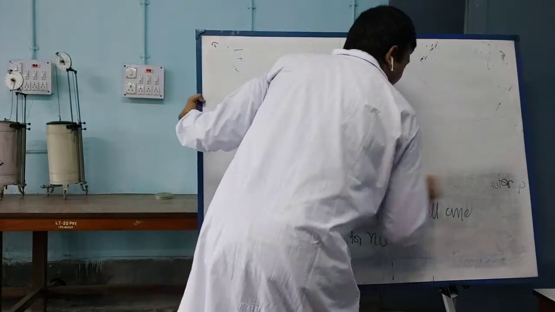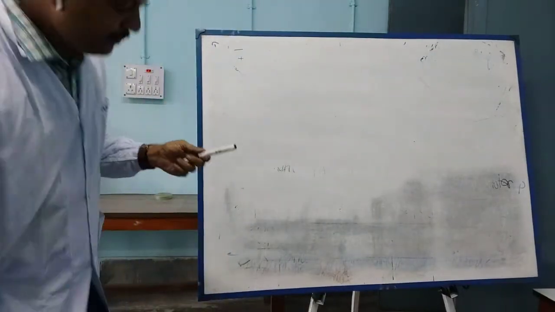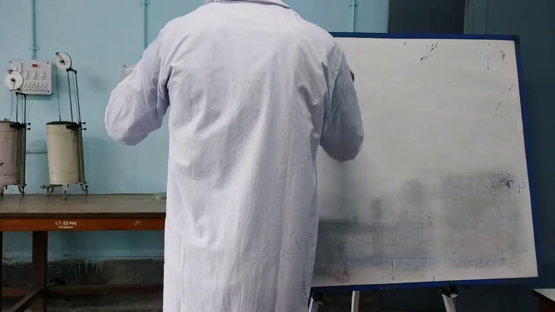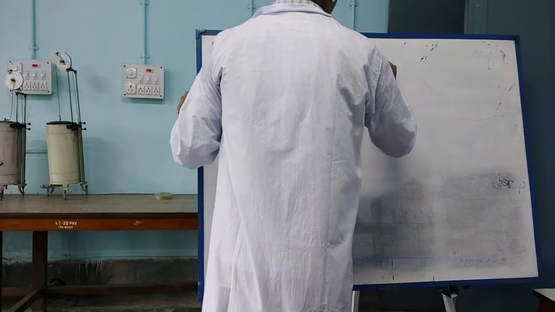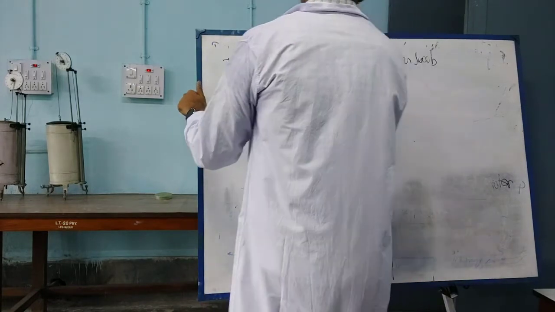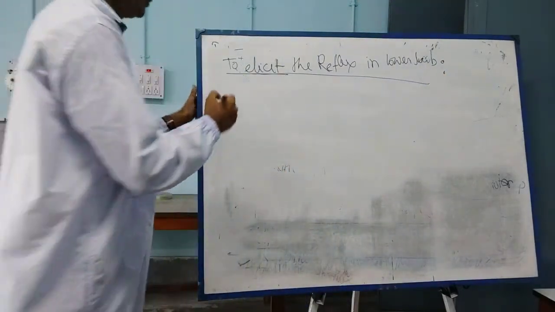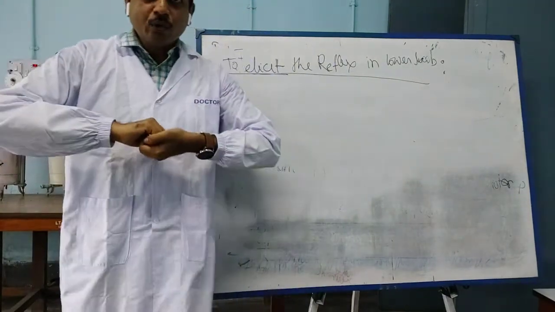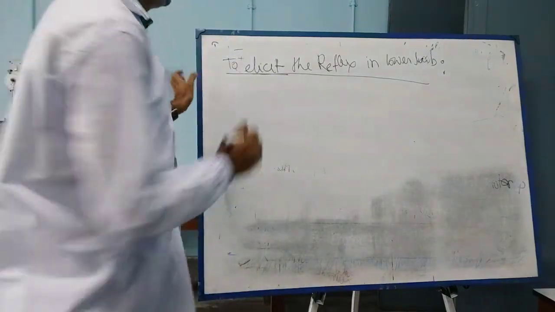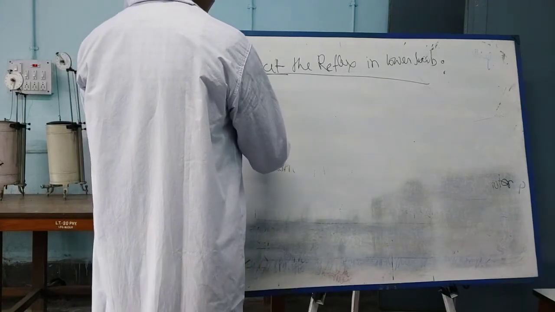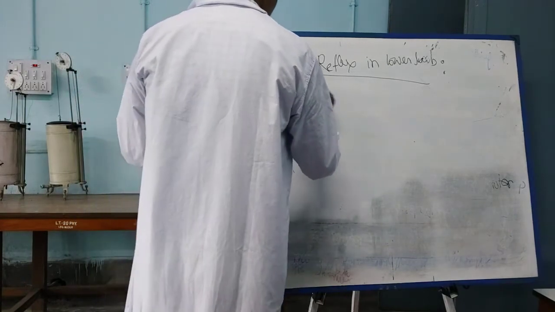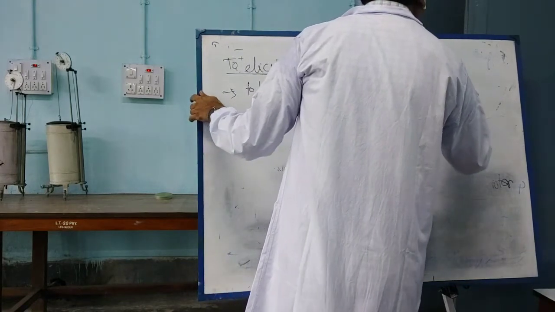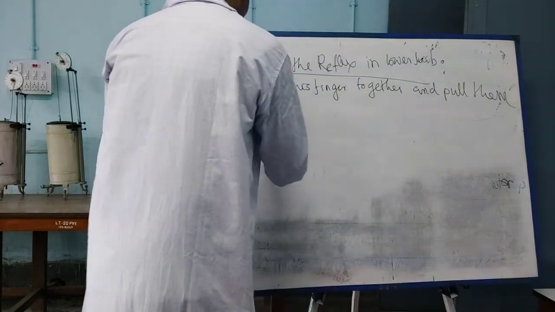To elicit the reflex in the lower limb, ask the subject to hook his fingers together and pull them apart.